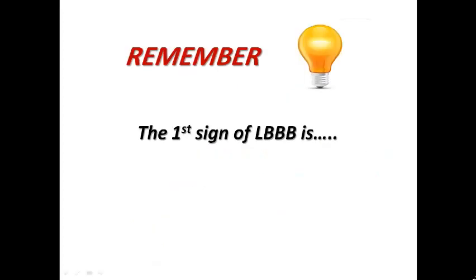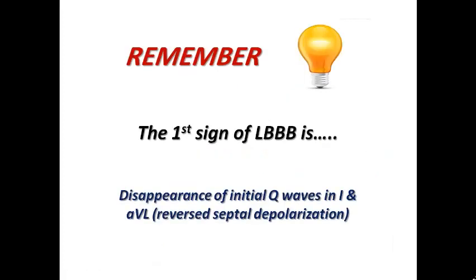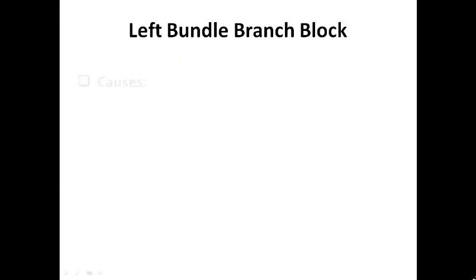And remember, the first sign of left bundle, as we mentioned, is disappearance of the initial Q in 1 and aVL because of the reversed septal depolarization. So it is almost impossible to diagnose left bundle in the presence of an initial Q wave in 1 and aVL because they are the high lateral leads.